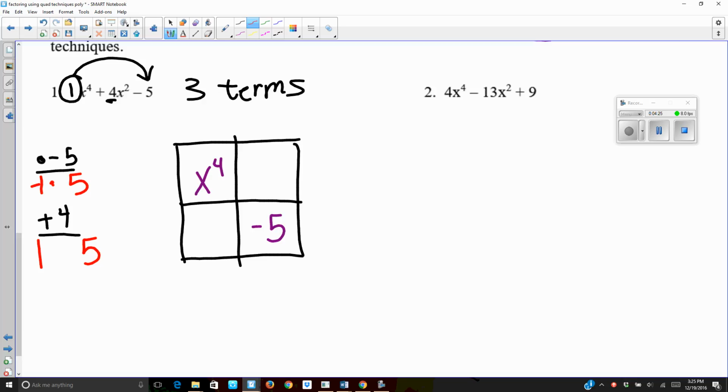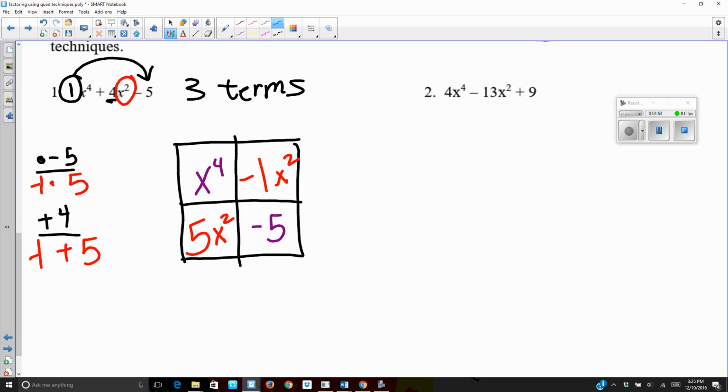Let's make 1 negative and 5 positive, because -1 plus 5 is 4, and -1 times 5 is -5. So those are the 2 numbers that go in the box. The only difference here is, instead of a -1x and a 5x, we're going to look at that middle term and see that it has an x squared. So these terms are going to be x squareds instead of just regular x's.